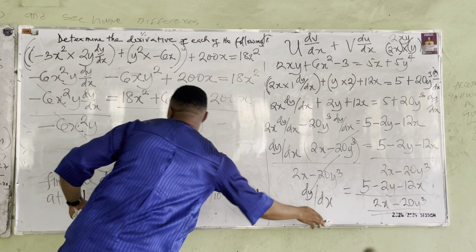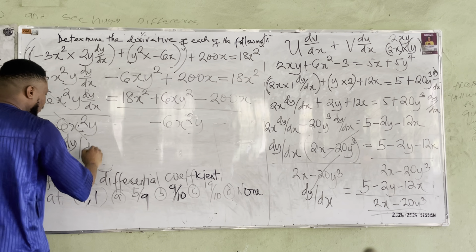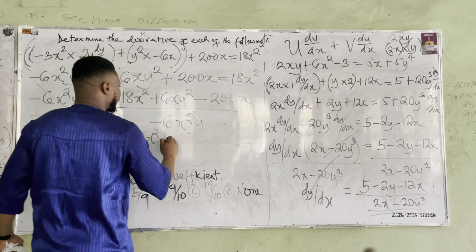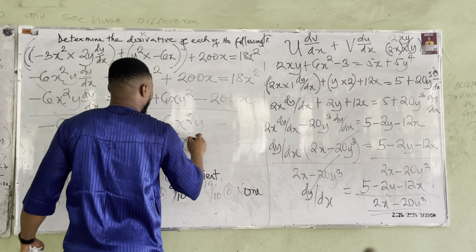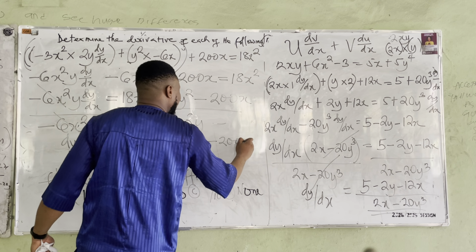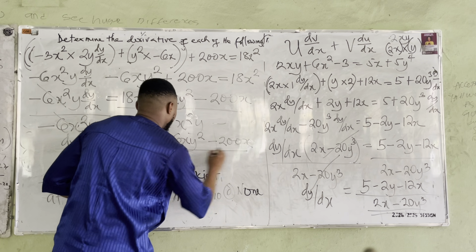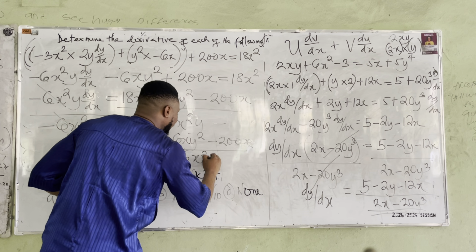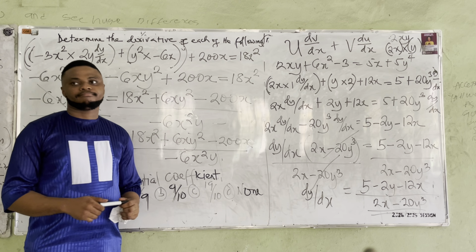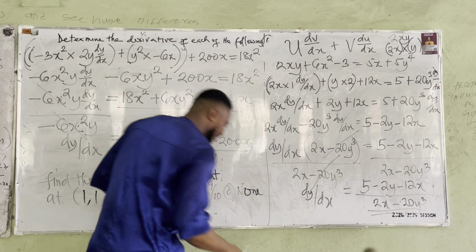So now look at these guys. If this cancels, it means that our dy over dx will now be equal to 18x squared plus 6xy squared minus 200x, divided by what? Minus 6x squared y. This is our final answer. That's our final answer. Alright?